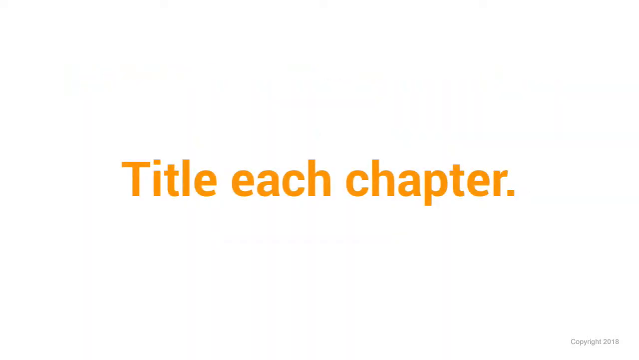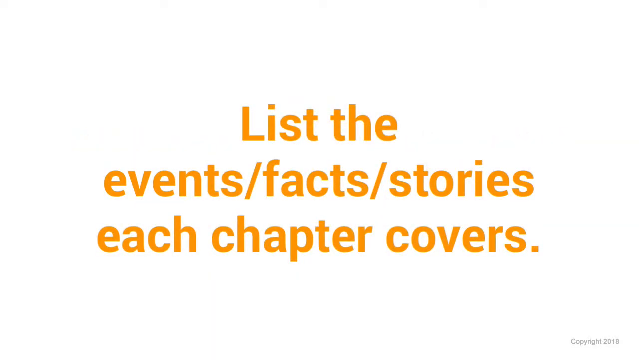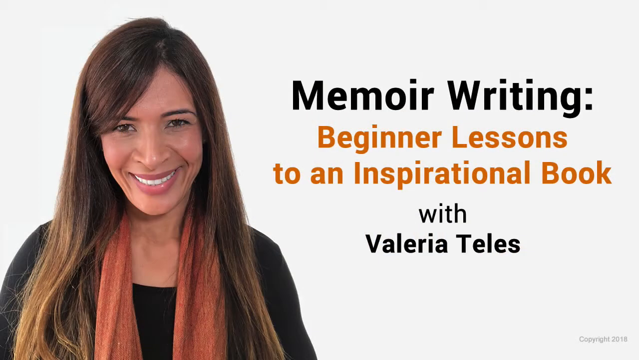Here is a summary for the structure when building the content of your outline. Title each chapter. Write your main ideas for each chapter. List the events, facts, and story each chapter covers. Title your parts last if you choose to structure this way. I strongly recommend that you try this outline structure as a model for organizing your ideas. This will help you a ton.